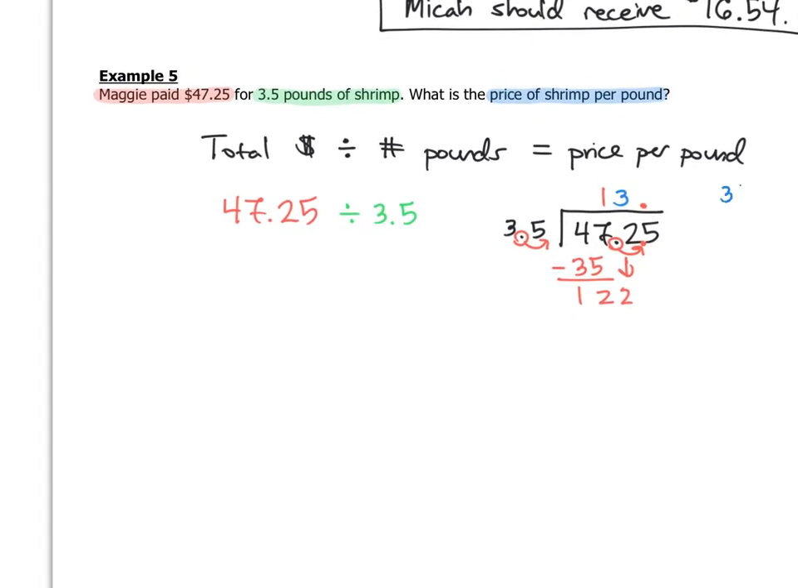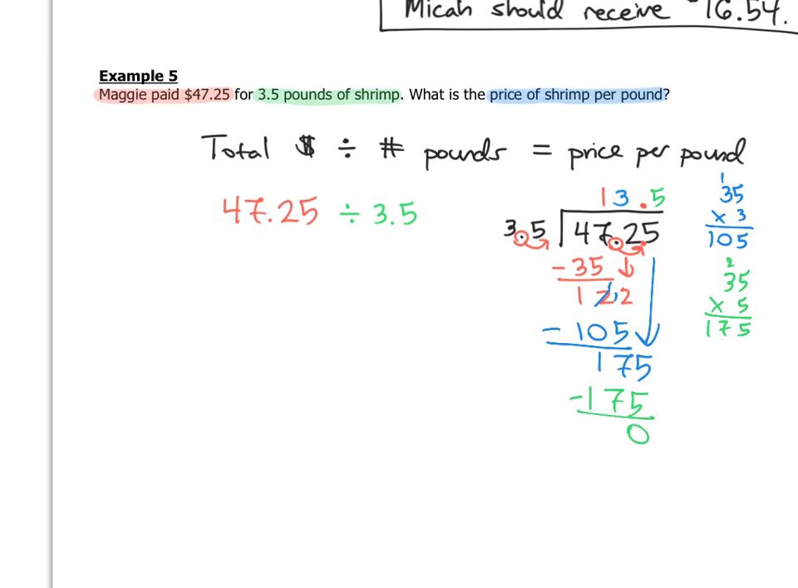3 times 35, off out here to the side if we need to, is 105. So we'll subtract 105, and we get 17, and we'll bring down 5. And now 35 will go into 175 5 whole times. 35 times 5 is exactly 175. And so if we subtract there, we can see that we're done. And then we see that our answer is 13.5. Since this has to do with money, we need to add the extra zero on there. This is the same as 13.50.